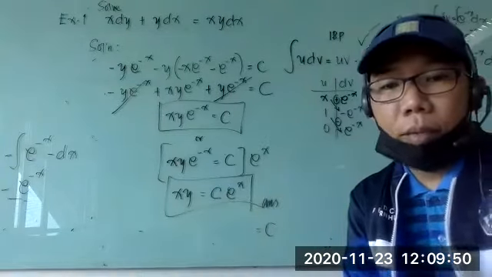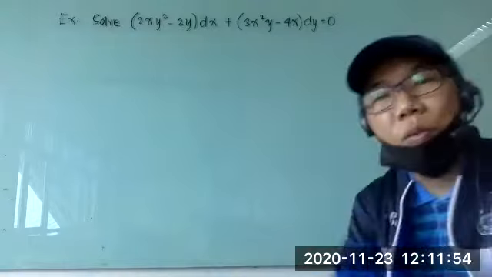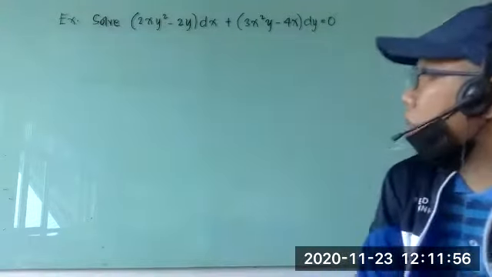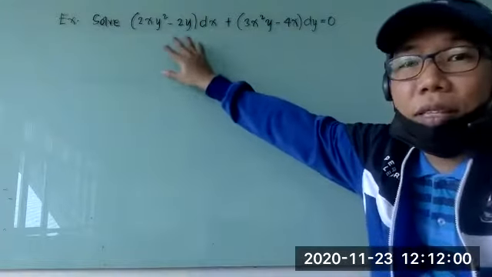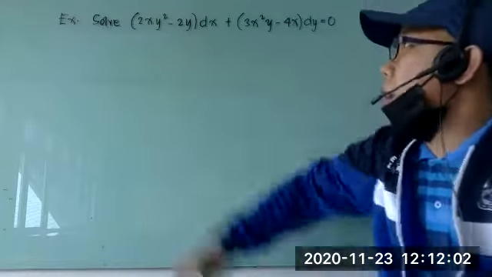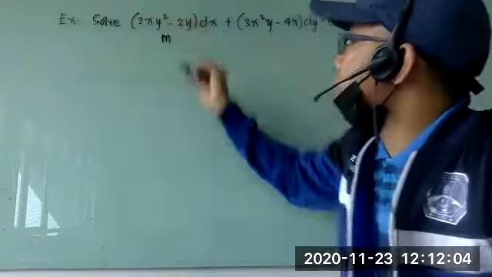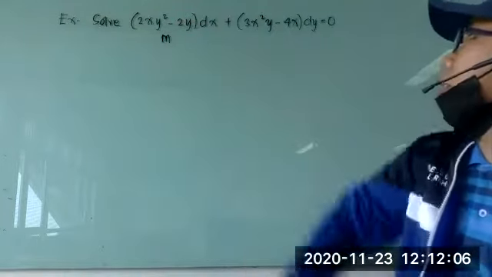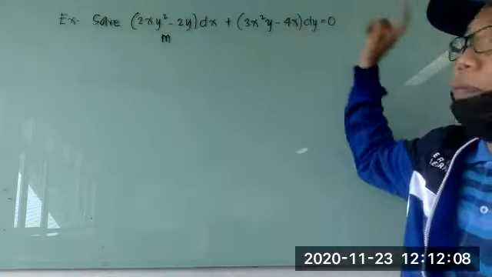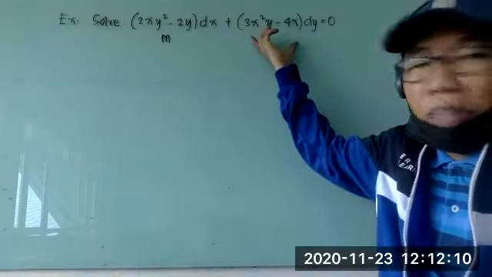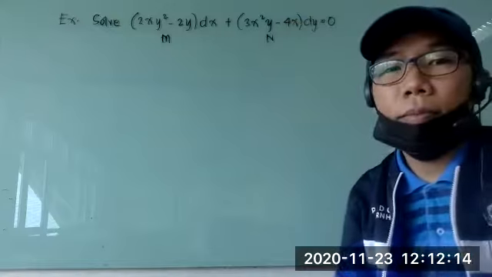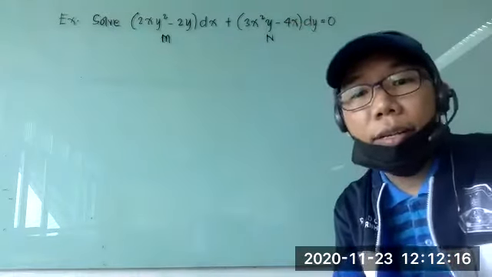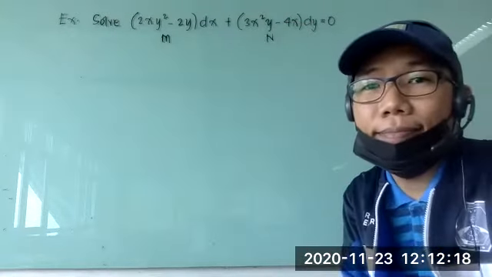Okay, so that's it. Now let's move on to example number 2. Solve 2xy squared minus 2y. So the first term is, this one is our m, plus 3x squared y minus 4x. So this function is associated with the dy. This is our n. Okay, a first order differential equation.